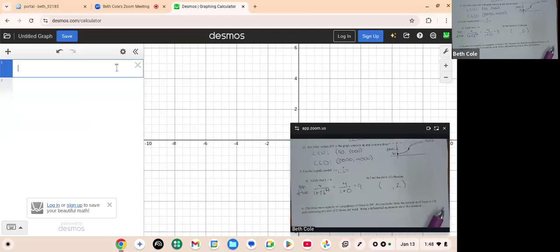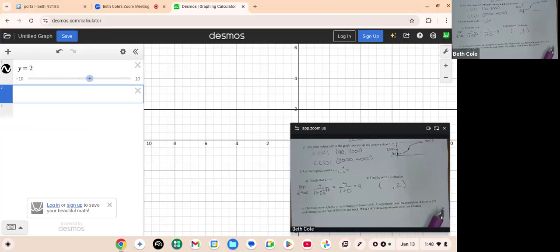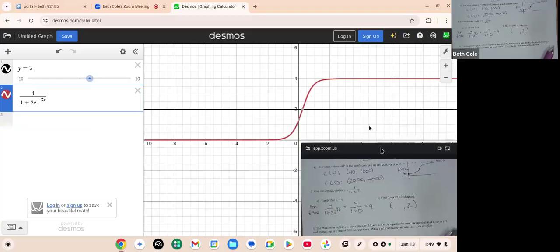So we're going to type first y equals 2, because we want that to be in there. And then in the next one down, you're going to type that horrible equation, okay? Please don't make me read it. Can everybody just type it? Oh, also, when it says t, instead you want to type x so that it'll show up. And then you get that lovely little logistic model.